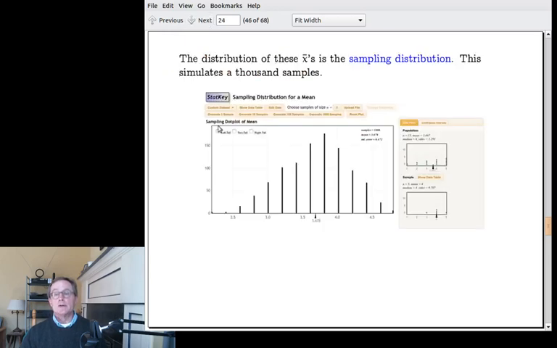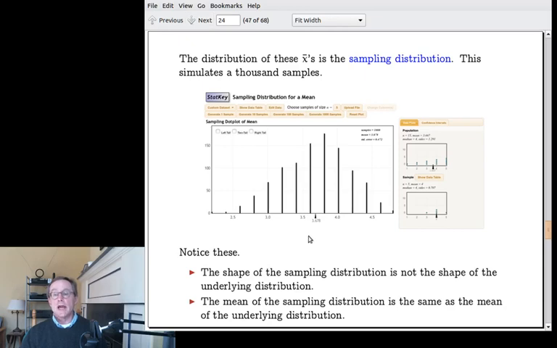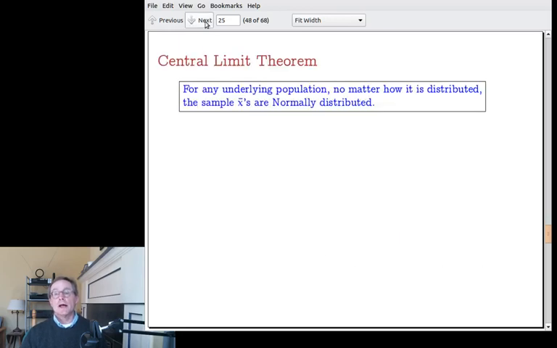What a sampling distribution looks like is a bell curve. It looks like a normal curve. That sampling distribution does not look like the underlying distribution. It does, however, have the same center as the underlying distribution. So it's not unrelated, of course, but it doesn't look much like it. So the shape of the sampling distribution is not the shape of the underlying distribution. The mean of the sampling distribution is the same as the mean of the underlying distribution. Okay, and that's the central limit theorem.